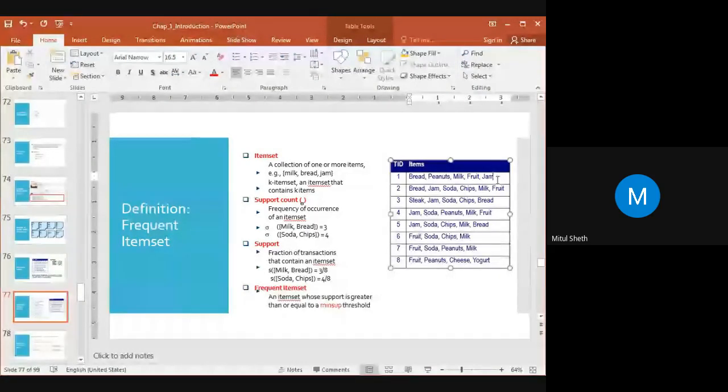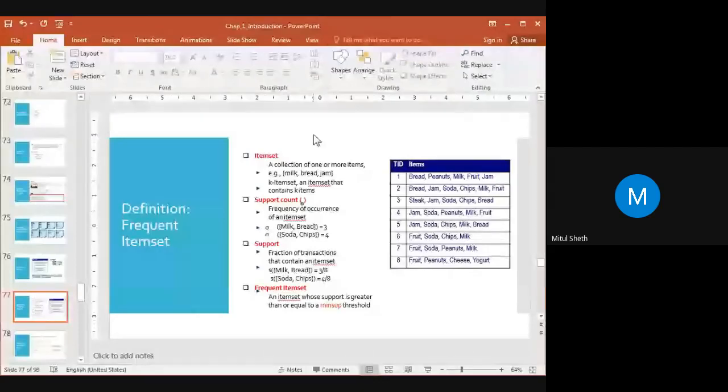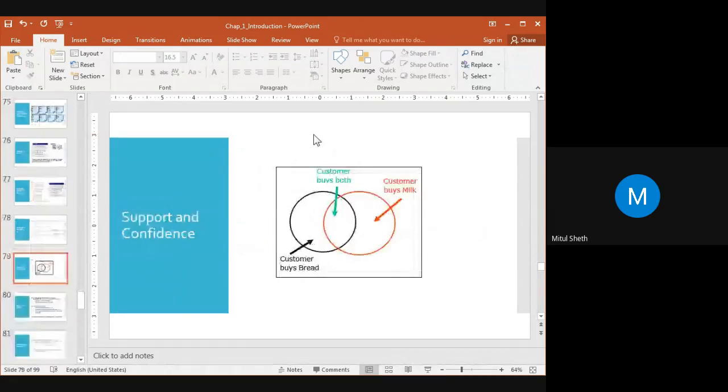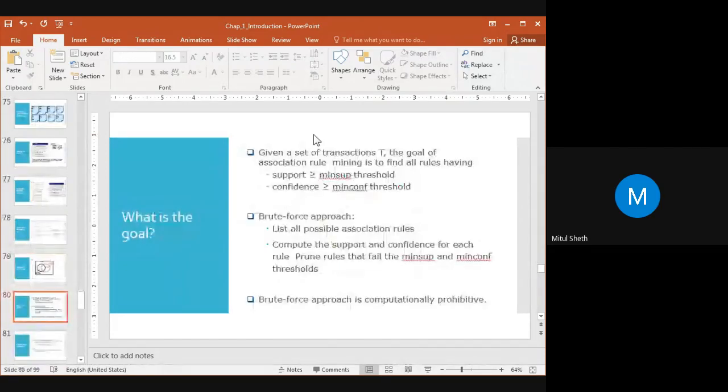Okay. Next is the support count. How many times that particular item set occurs. Okay. So this is known as the support count. Support means your support count divided by total transactions. Those are known as the support. And a frequent item set is one whose support value is greater than or equal to a minimum support threshold value. Those are known as the frequent item sets. Okay, all the basic parameters we already discussed in the last lecture. Okay, what is the goal? To find the frequent item sets in your data.